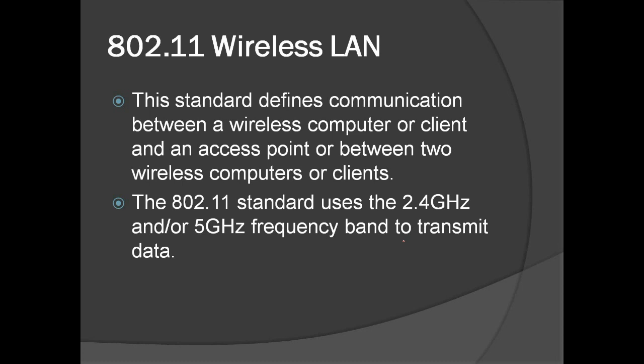Okay, the 802.11 standard uses the 2.4 gigahertz and or 5 gigahertz frequency band to transmit data. So there are several routers which use dual band. So it caters to the 2.4, the older versions of wireless technology or wireless 802.11, and the newest, the present technology, is the 5 gigahertz frequency band for wireless 802.11.